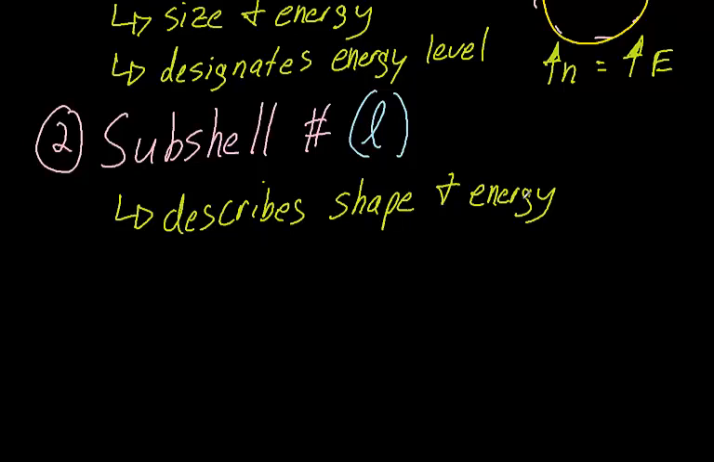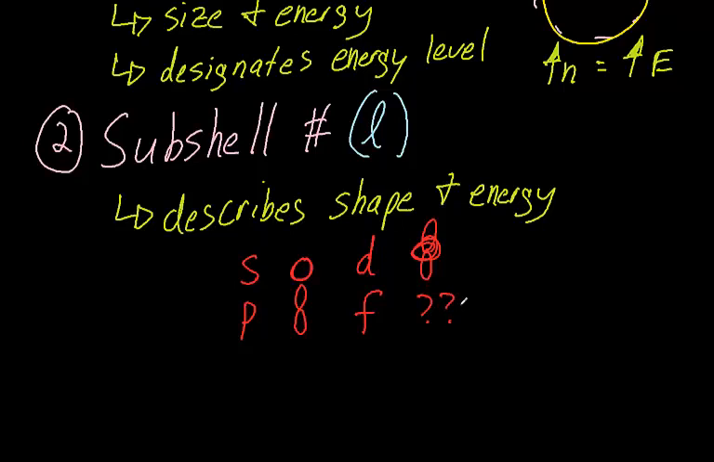So what are some of the different shapes? We have an S shape, which is kind of like a sphere, a P shape, which is like a dumbbell, then we have the D shape, which is some sort of combination of the two with a donut hole, and then we have the F shape, which I can't even describe. I don't know what it looks like.